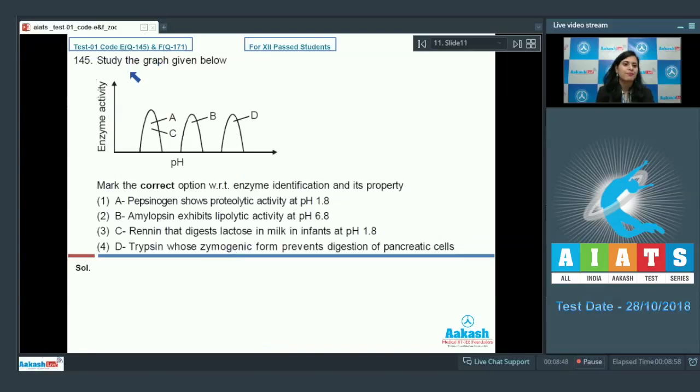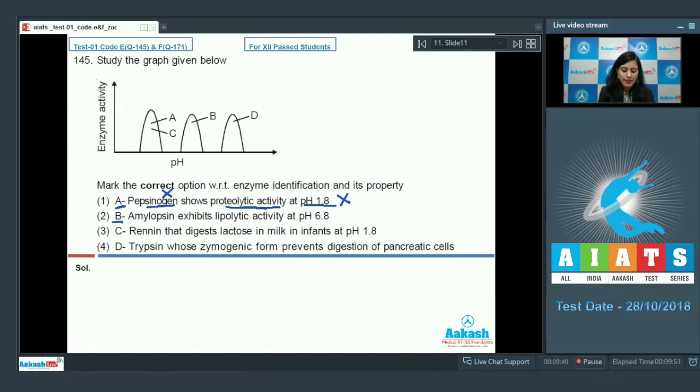Question number 145. Study the graph given below. And in this graph, the x-axis represents pH, whereas y-axis is represented by enzyme activity. Mark the correct option with respect to enzyme identification and its property. And the very first option given is A. Pepsinogen shows proteolytic activity at pH 1.8, and this is an incorrect option because pepsinogen is an inactive form and it is pepsin which will show proteolytic activity and not this pepsinogen. So this is an incorrect option.